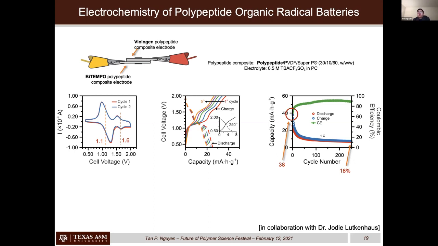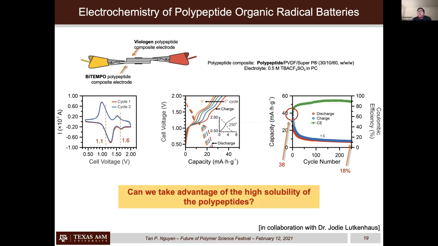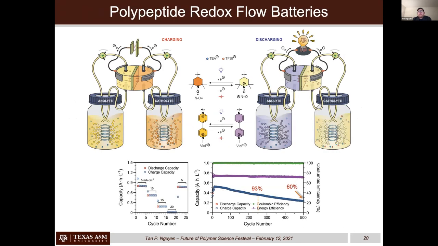So our next question is, can we take advantage of this high solubility of the polypeptide in a different setup? We then collaborated with Dr. Susan Odom's group to assemble a polypeptide redox flow battery. The take-home message here is that by switching to a different setup, we were able to retain the capacity up to 93% of the original value after 250 cycles, and this number is 60% after 500 cycles.